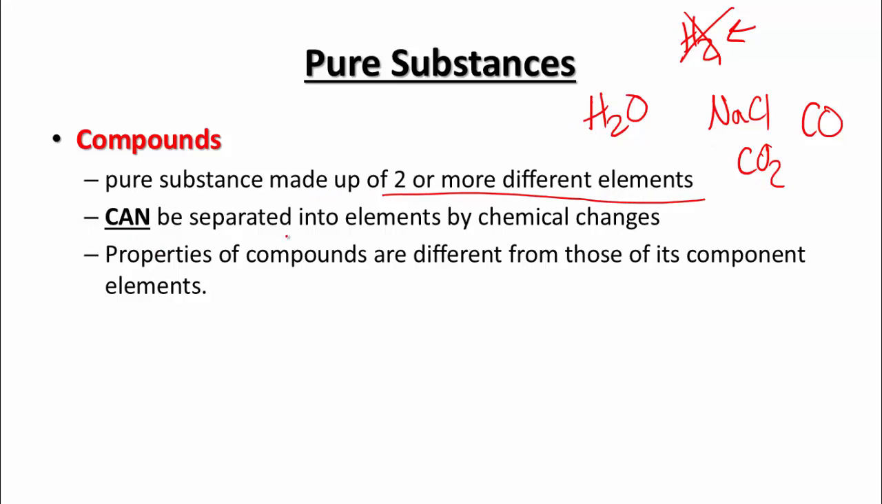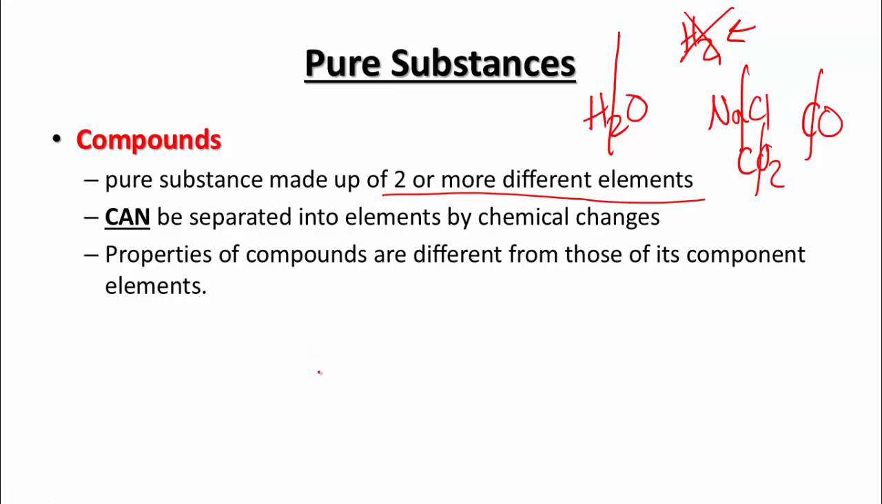Now, compounds can be separated into their elements. They can separate into hydrogen and oxygen. You can separate this into sodium and chlorine, carbon and oxygen. But the only way you can separate them is by a chemical change, some kind of chemical reaction. Compounds do have properties that are different from their component elements.